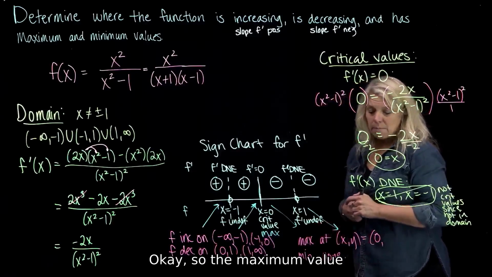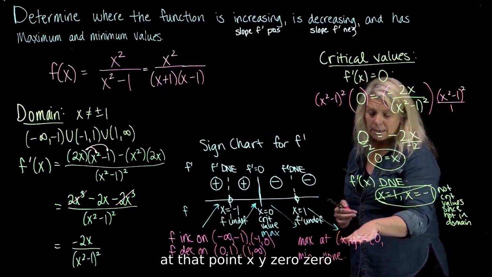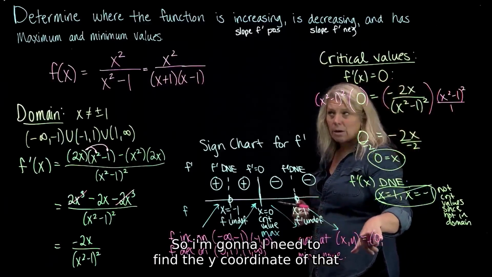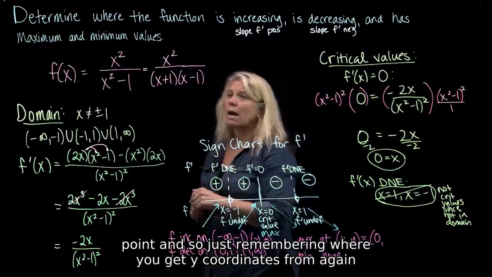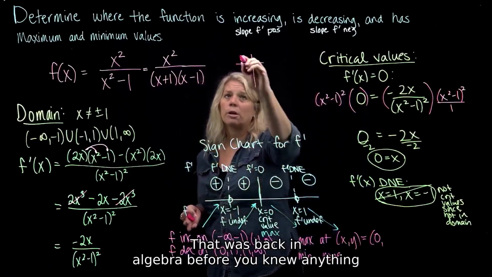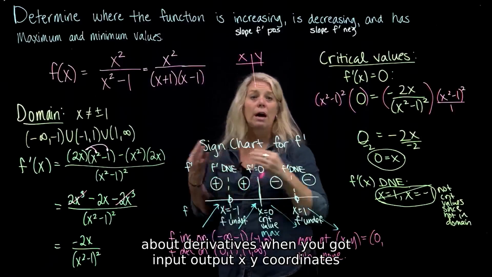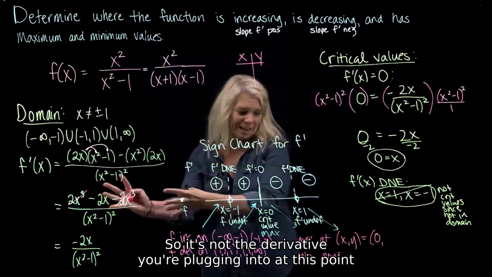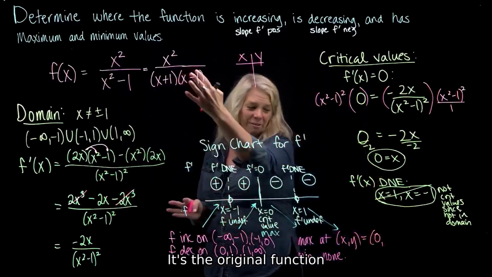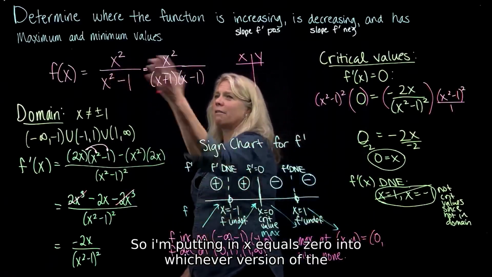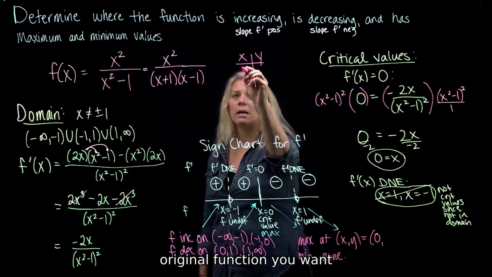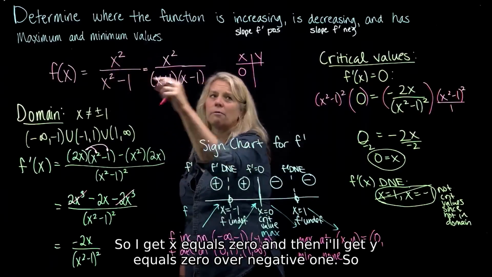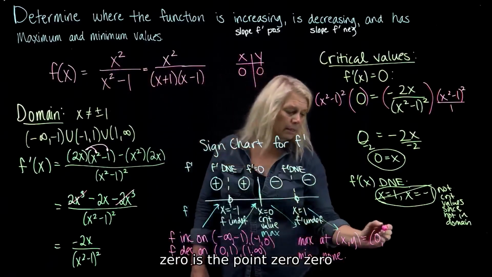Okay, so the maximum value at that point xy 0, 0. So I need to find the y coordinate of that point. And so just remembering where you get y coordinates from. Again, that was back in algebra before you knew anything about derivatives, when you got input, output, xy coordinates. So it's not the derivative you're plugging into at this point. It's the original function. So I'm putting in x equals 0 into whichever version of the original function you want. So I get x equals 0, and then I'll get y equals 0 over negative 1, so 0. It's the point 0, 0.